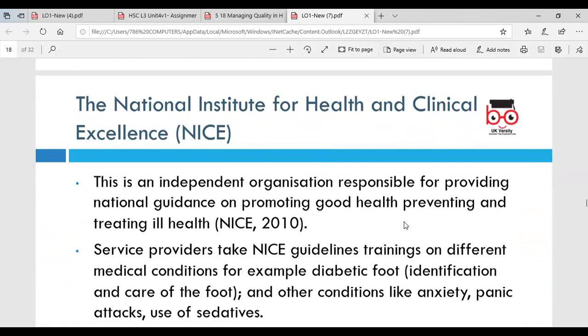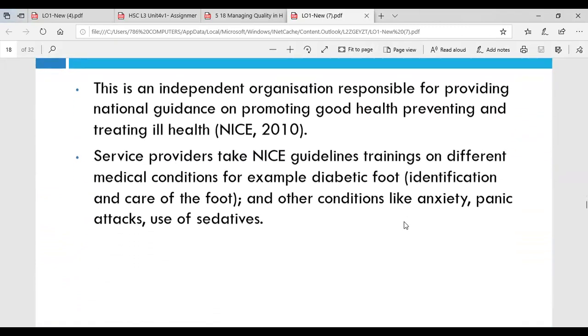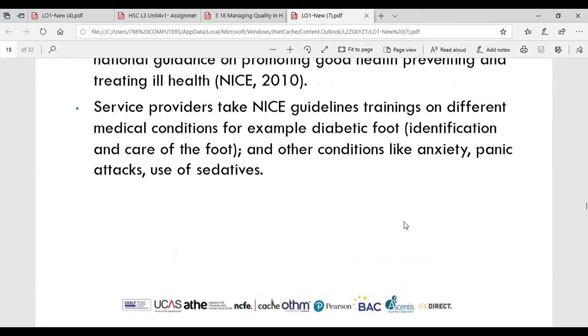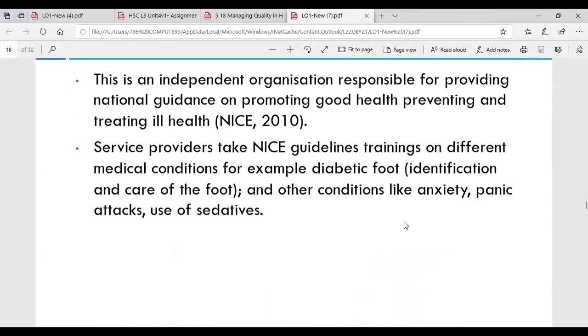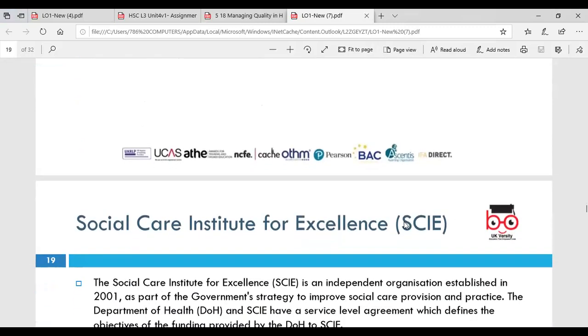So there are different guidelines that provide training on different medical conditions. For instance, if there's diabetic foot, how would you identify it? How would you diagnose it? And how would you treat it? And other conditions like anxiety, panic attacks, use of sedatives, all of these guidelines are there in the NICE 2010 that works towards improvement in quality of care for patients.